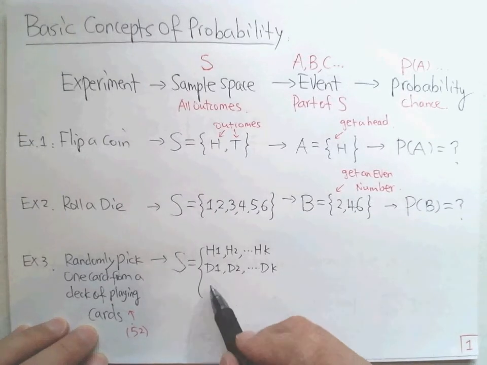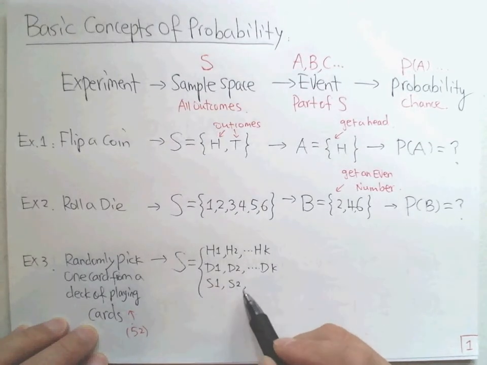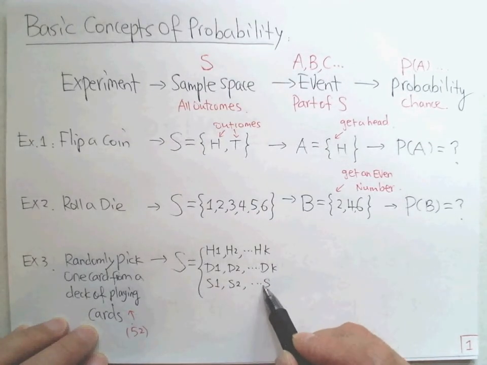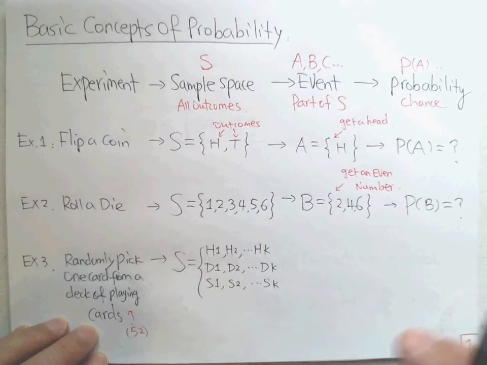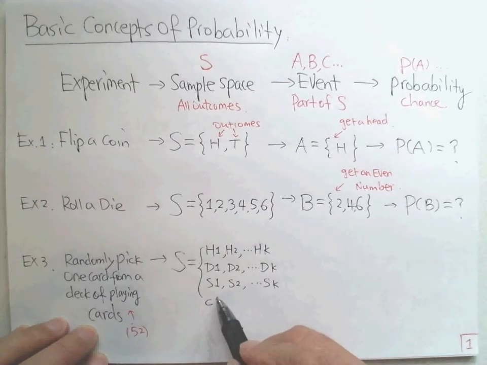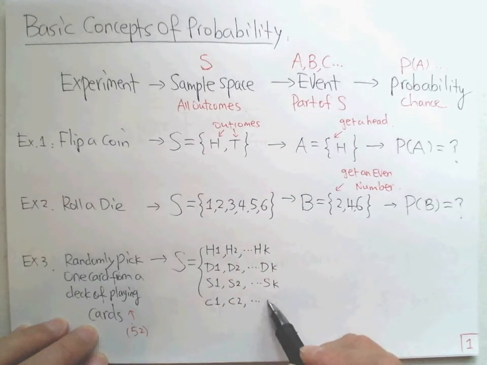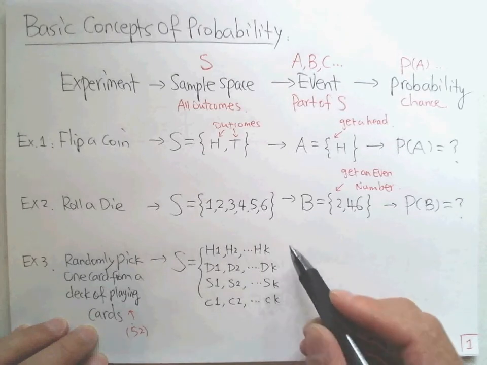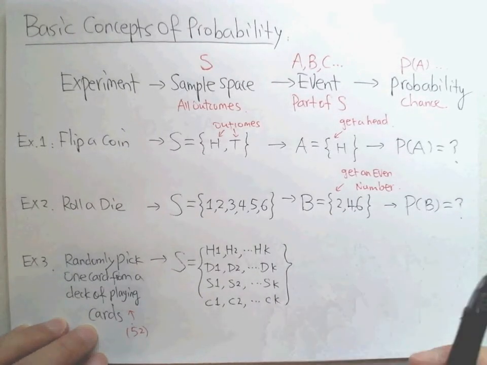Okay, and another, we have a spade, right? We have spade 1, spade 2, that goes to spade king. The last we have a club, right? We have a club, probably club 1 or club 2, or the last, club king. I put everything together. Can you see? This is all the outcomes.